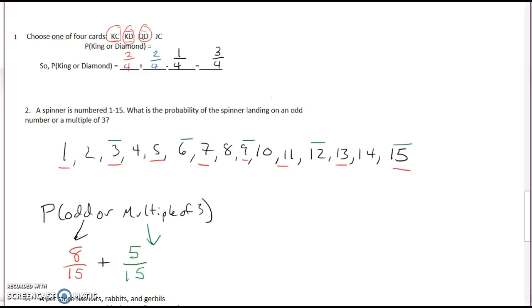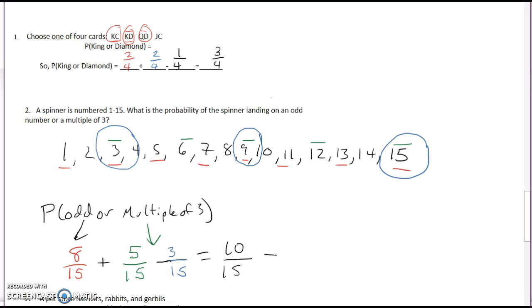So our overlap is going to be, there's 1, there's another 1, and then there's finally the last one. This is what I mean by the probability of A and B. These are both odd numbers that are multiples of 3. So they're odd and multiples of 3. And there are 3 out of 15 of those. And then we know we're going to subtract that, right? So we subtract that overlap. 8 plus 5 is 13, minus 3 is 10 out of 15, which is the same thing as 2/3.